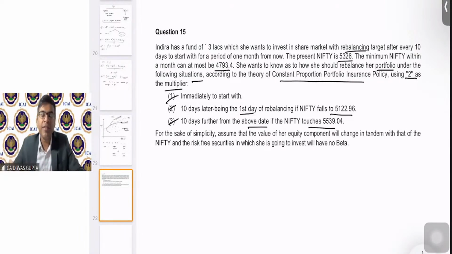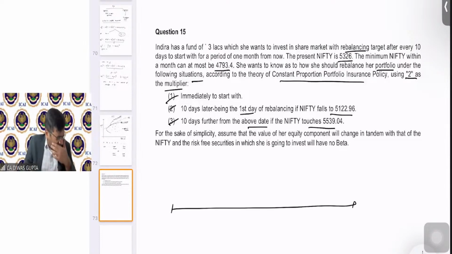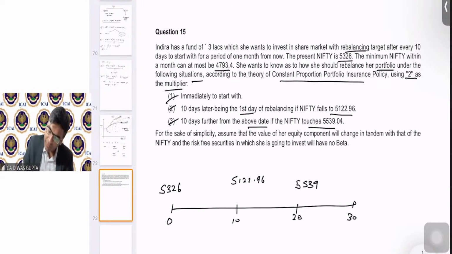Let us first try to understand the facts that are given in the question. So students, presently the Nifty is how much? 5326. Then it will be 5122.96. Then 5539.04. And lastly, we are not given this.